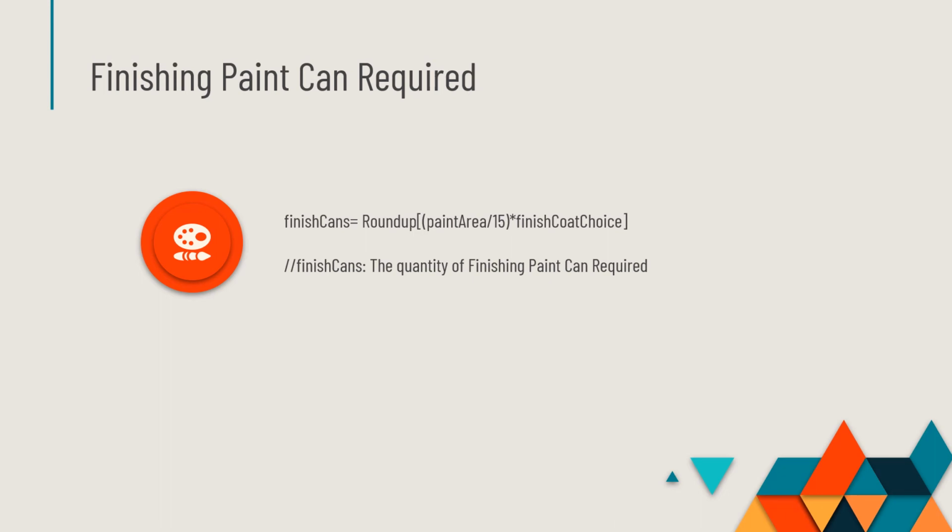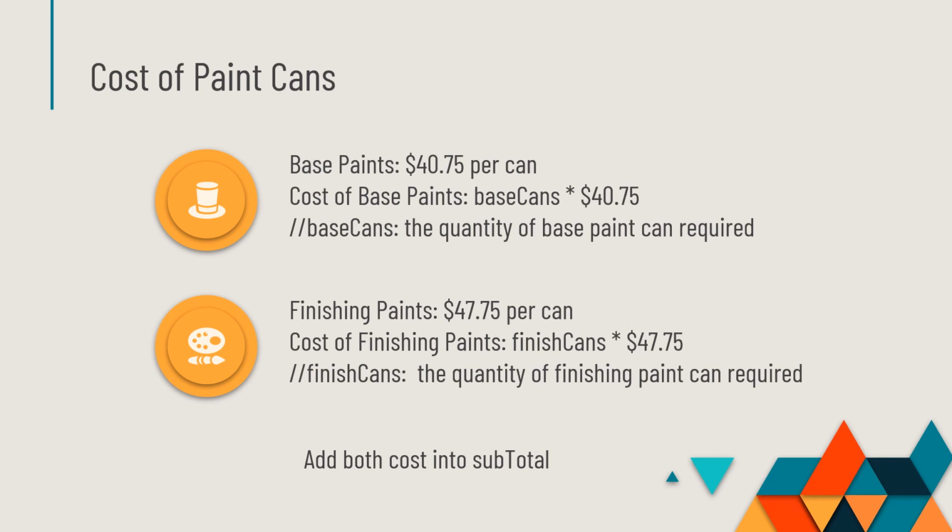Now we are going to calculate the cost of paint cans. For the base paint cans, we know that the unit cost will be $40.75 per can. So the total cost of base paint is the quantity of base paint cans required multiplied by $40.75. And for finishing paint cans, the total cost will be the quantity of finishing paint cans required multiplied by $47.75, which is the unit cost, and then add both costs into subtotal.